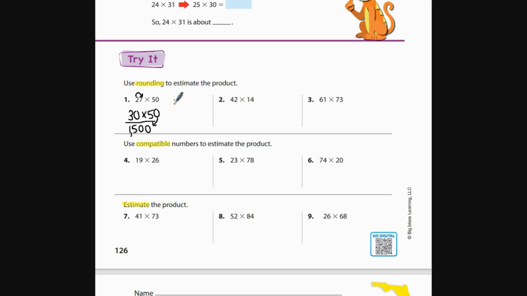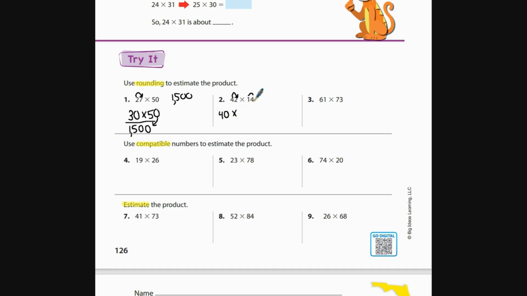That means all I know is that my estimate is 1,500. That's my estimate. Let's round 42. All right, you tell me, what does 42 round to the nearest 10? Remember to look at the neighbor. 5 or more, raise the score. 4 or less, let it rest. It comes up to 40 times.